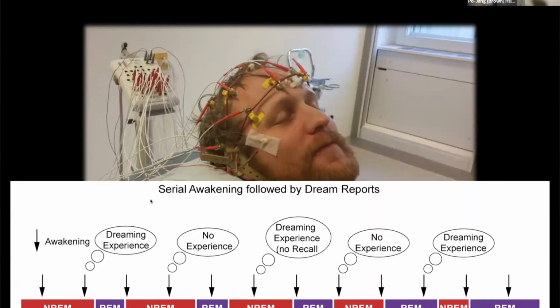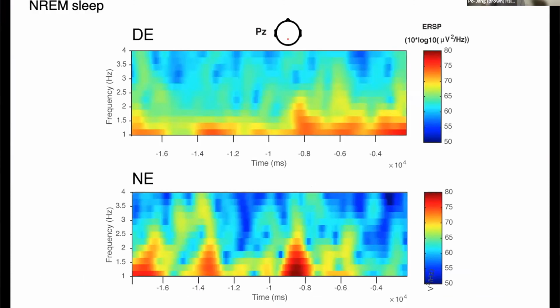And we are going to use a serial awakening paradigm. For example, during an 8-hour sleep, we're going to wake them up every now and then to see whether they're dreaming or not, and therefore collect their brain data corresponding to dreaming or no dreaming, building up this database. And you can see that this is the preliminary data.